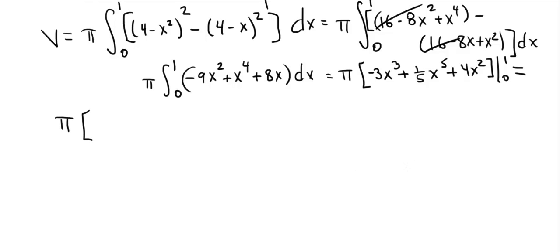This is pi times minus 3 plus 1/5 plus 4. 4 minus 3 is 1 plus 1/5 would be 6/5. So the answer is 6 pi divided by 5.